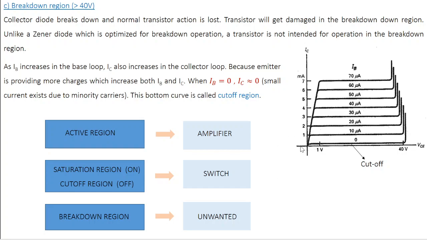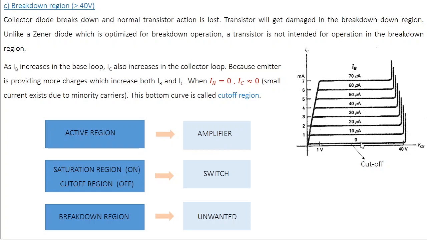You start with the cutoff region where there is no collector current. Then you have the saturation region where there is a small increase in the collector current. Then you have the active region where you have a good amount of collector current but it is constant. And you have the breakdown region where there is a large increase in collector current, but this is completely unwanted. As I said, the amplifier always operates in the active region where IC is constant.